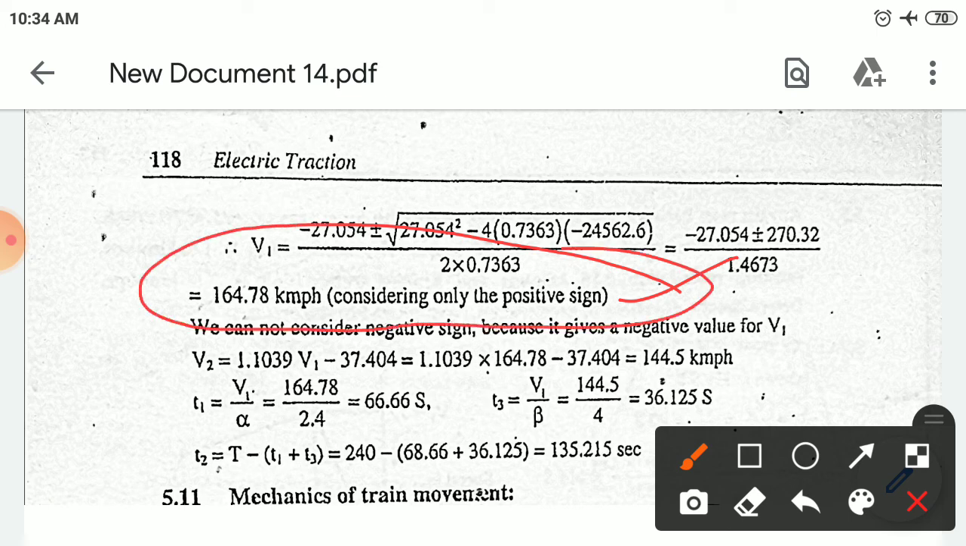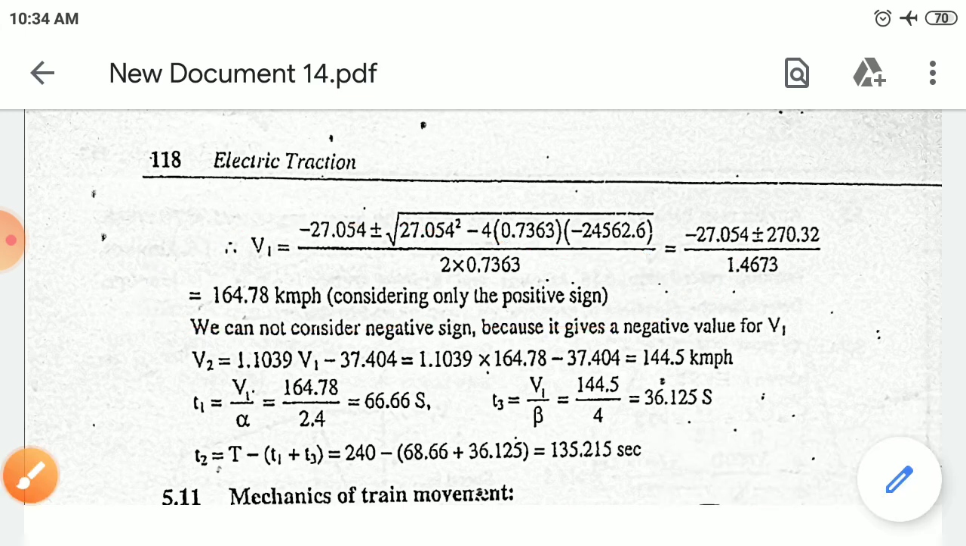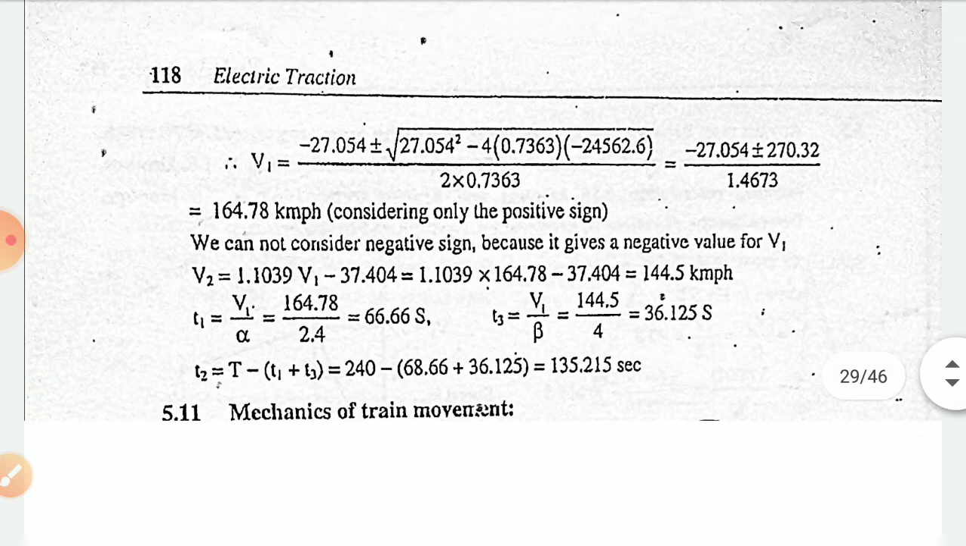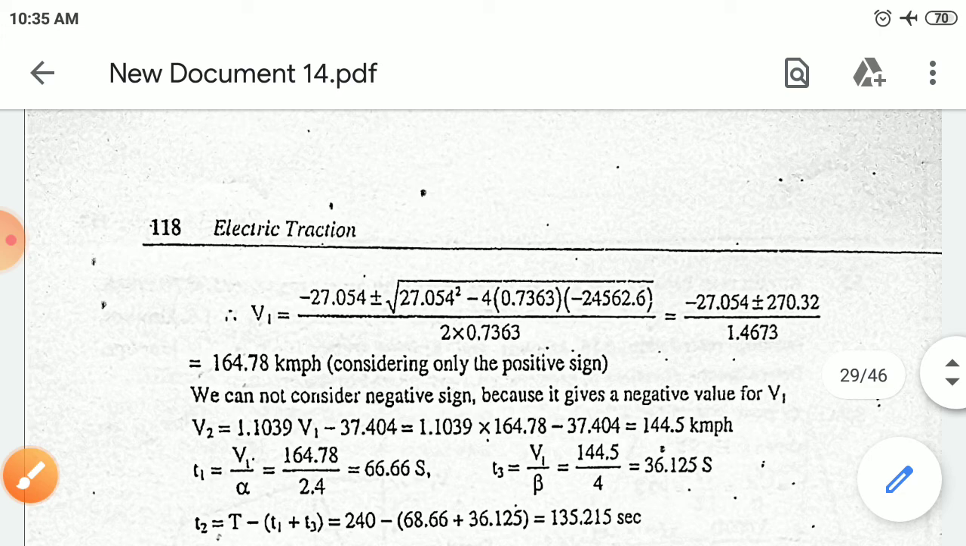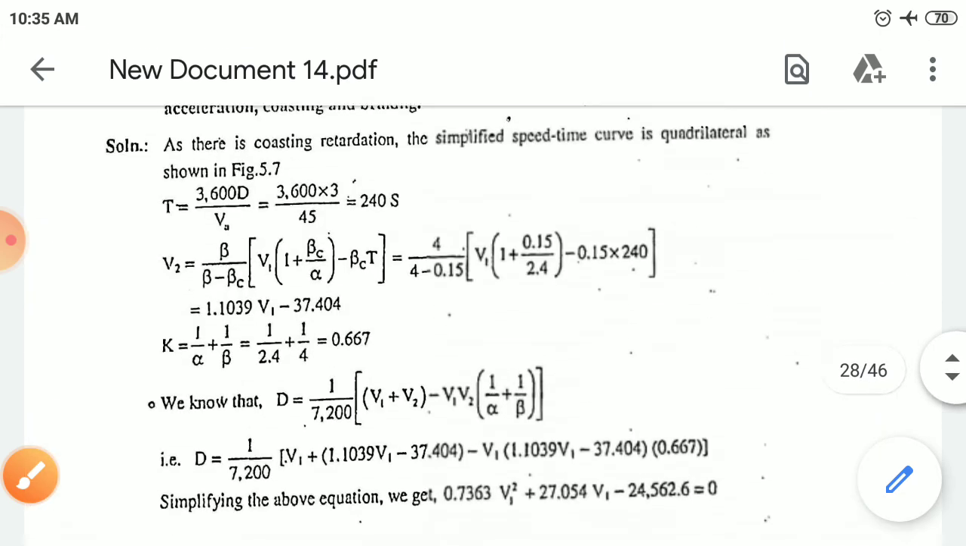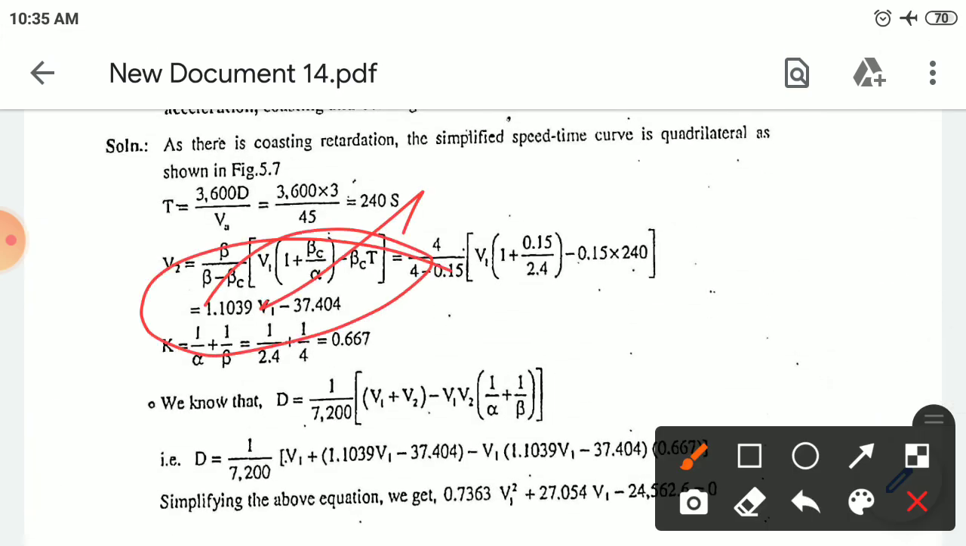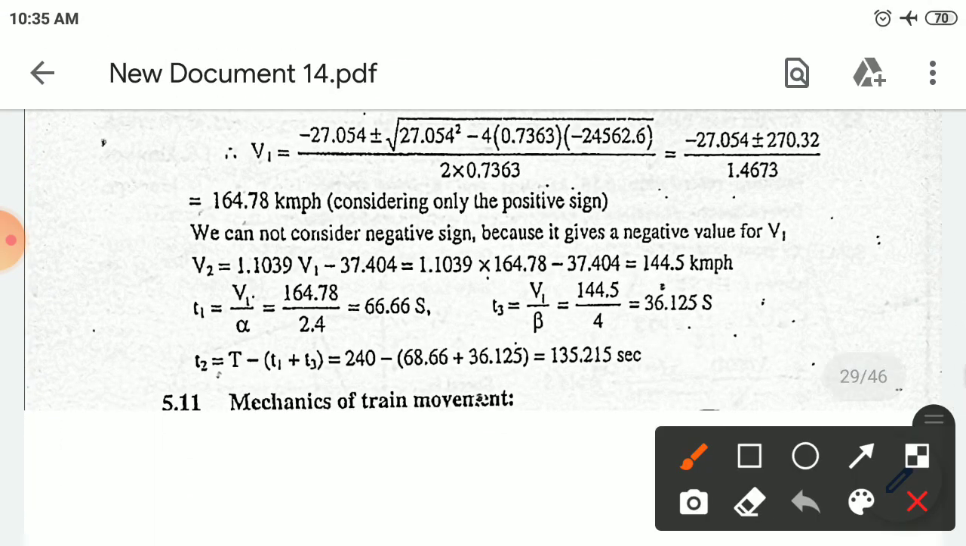164.78 kilometers per hour. We cannot consider the negative sign because it gives a negative value for V1, that is negative speed, so we consider only the positive value. Now V2: you have the V2 equation, so substitute the V1 you calculated and calculate V2. V2 comes to 144.5 kilometers per hour.